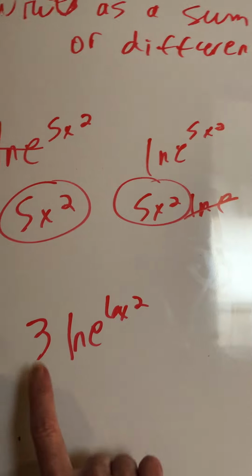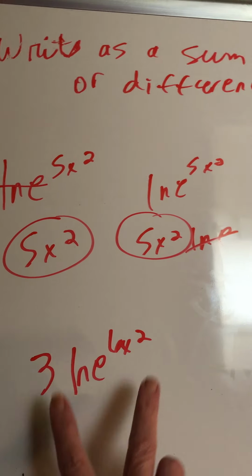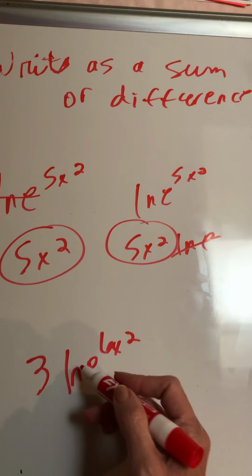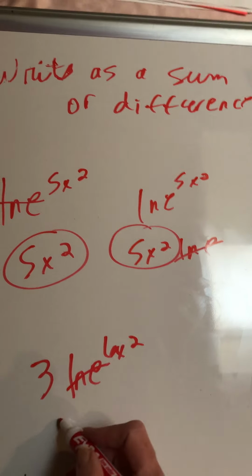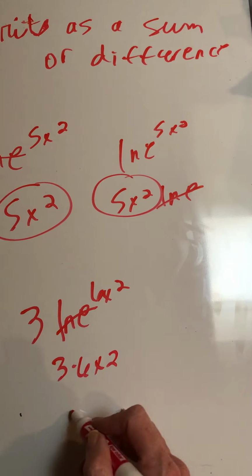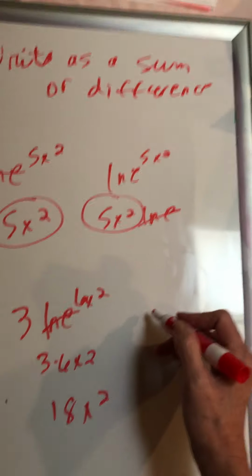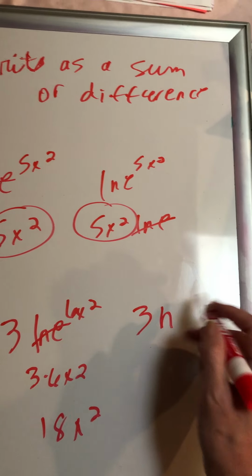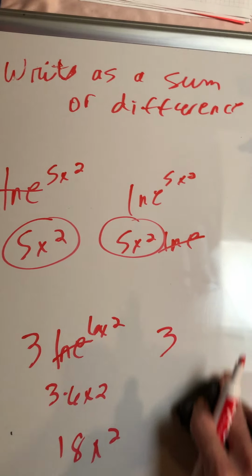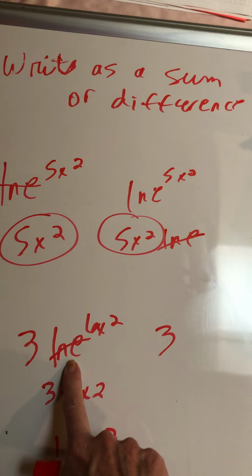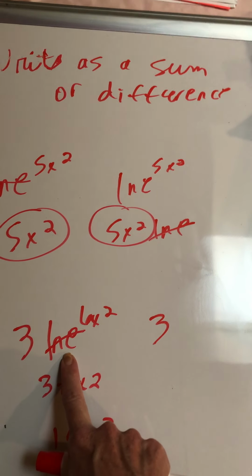Okay, so this one already has a 3 in front of it, so you can do it two different ways. You can remember, this cancels. It's a 1. It cancels. So 3 times 6x squared is 18x squared. Or you can follow the properties of logarithms.